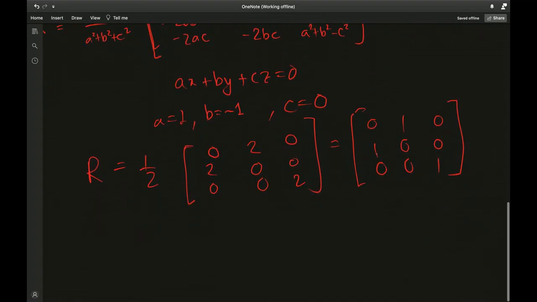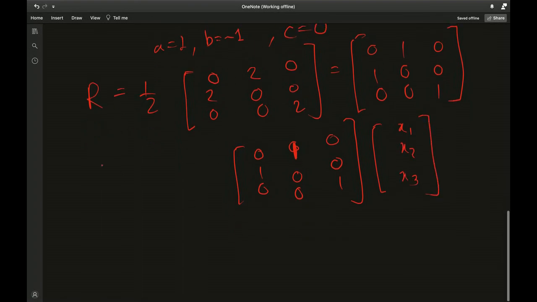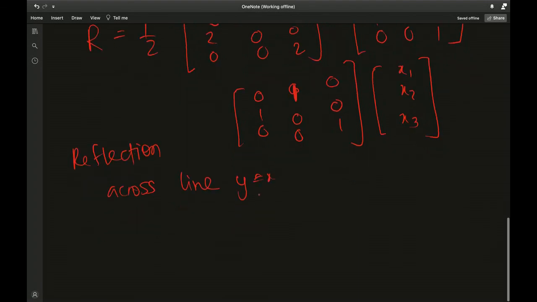And if you just want to test this, take this reflection matrix and let's test this on a test vector, call that x1, x2, and x3. And this is reflection across the line y is equal to x. There's no z, that's why it's a single line now.